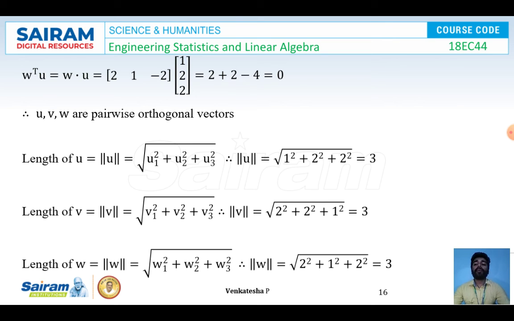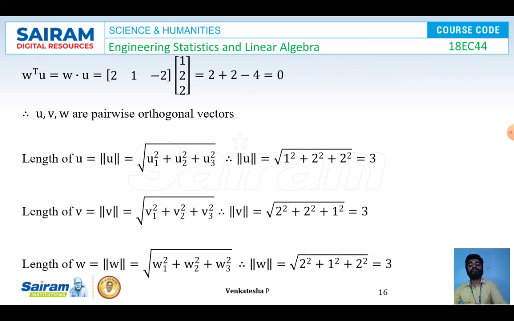Okay, now I am going to find the length of u, length of v, length of w. To find the length of u, the formula is norm u is equal to square root of u1 square plus u2 square plus u3 square. So I'm taking the values of the u vector, squaring and adding. So I got the value of norm of u is equal to square root of 1 square plus 2 square plus 2 square, it is equal to 3.